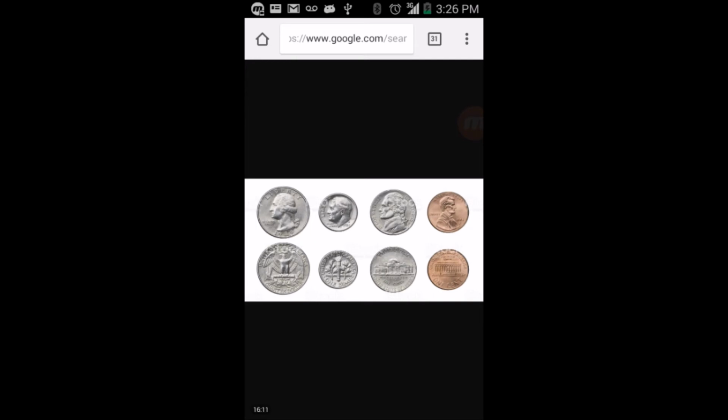10 pennies makes a dime. 25 pennies makes a quarter. 50 pennies makes a 50 cent piece, and so forth. 100 pennies makes a dollar. Okay, and so forth. So when you break everything down, you got to look at it like molecules.